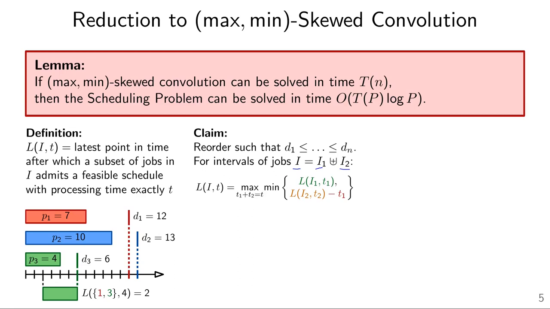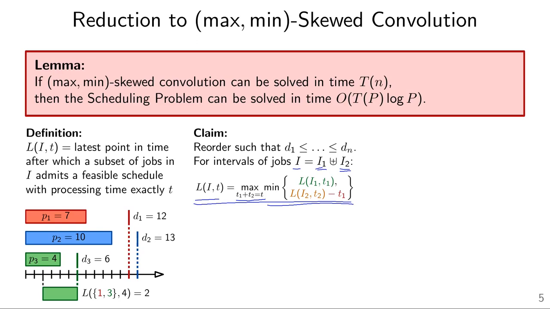Then this holds. What does it mean? The latest point in time after which we can schedule a subset of I with processing time exactly T is the maximum over all ways of splitting T into T1 plus T2, where we now spend time T1 on the first part and time T2 on the second part. This here is supposed to be the latest point in time after which we can schedule both jobs from I1 with processing time T1 and jobs from I2 with processing time T2. Okay, this is what I will show you now, at least by proof by picture.